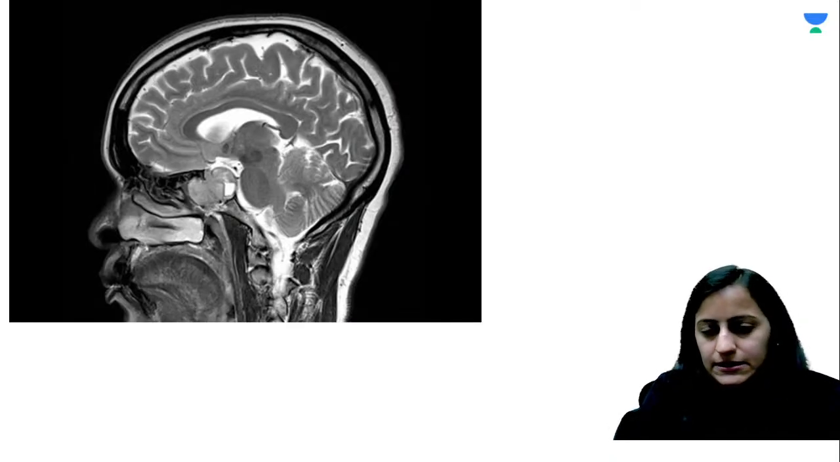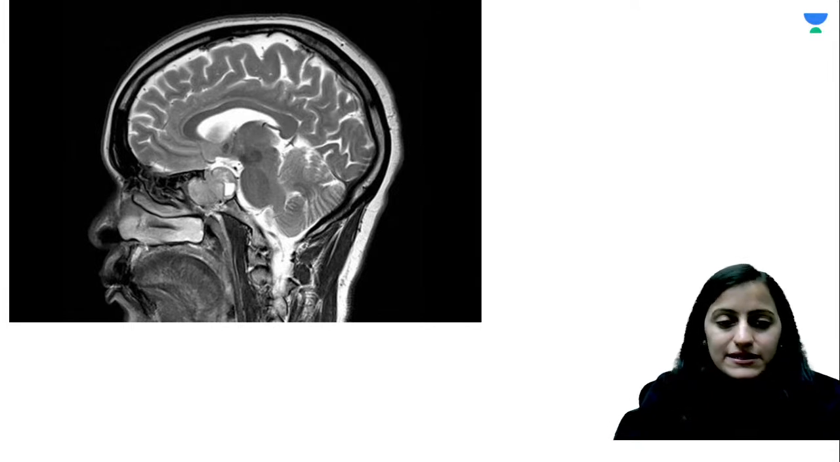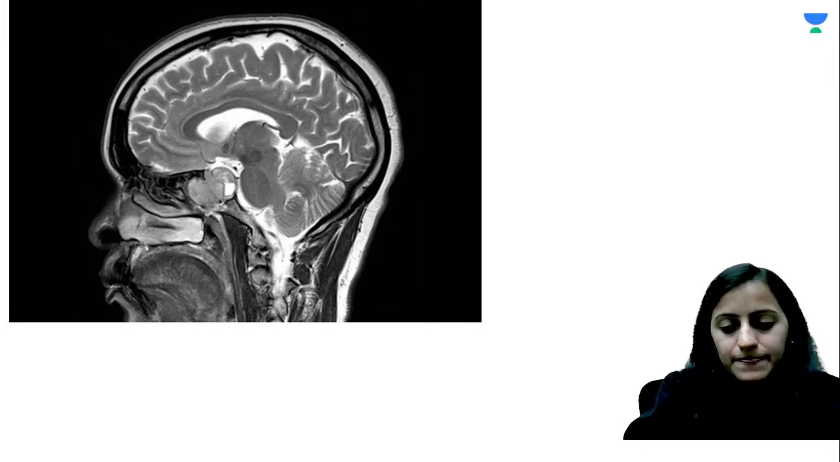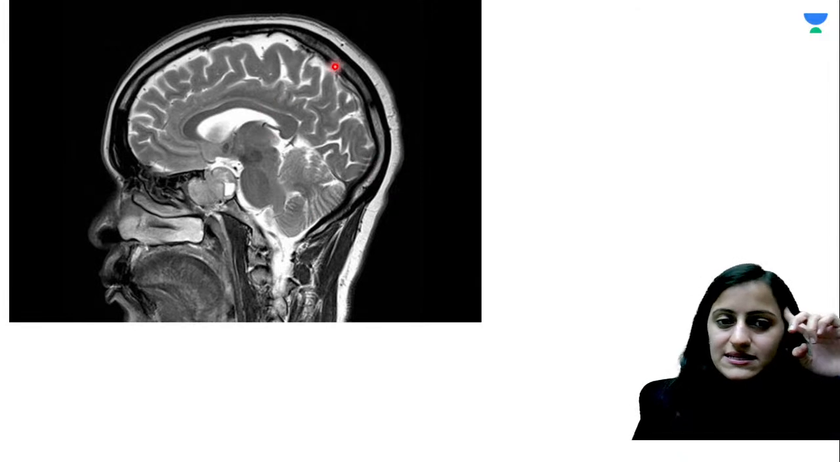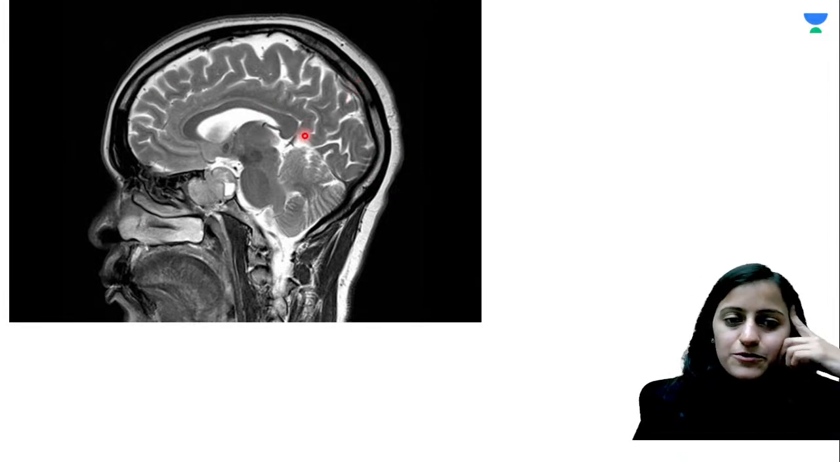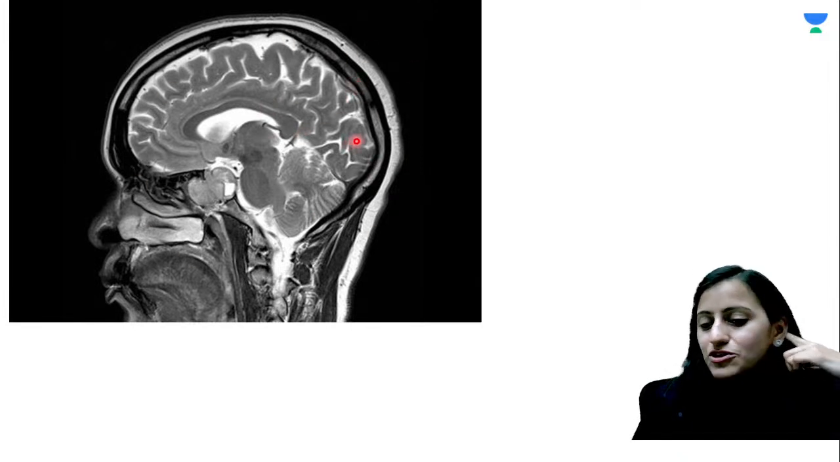Okay, now identify this one. Is it a CT or is it a MRI? Are you able to see this now? I hope the pointer is visible now. What do you think? Is this a CT or is this a MRI?